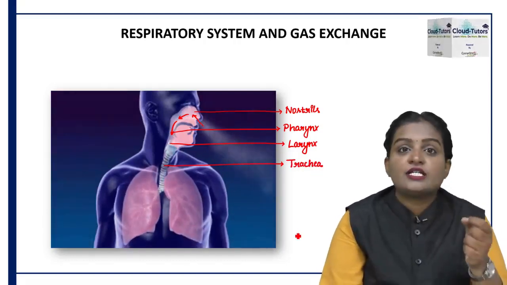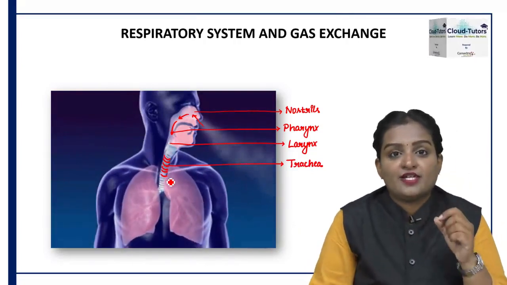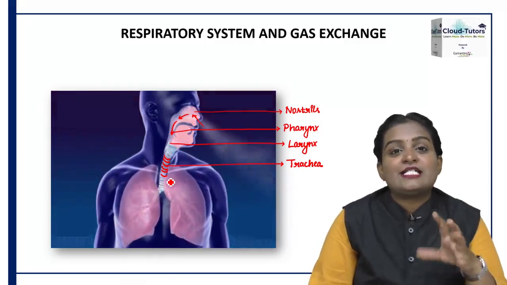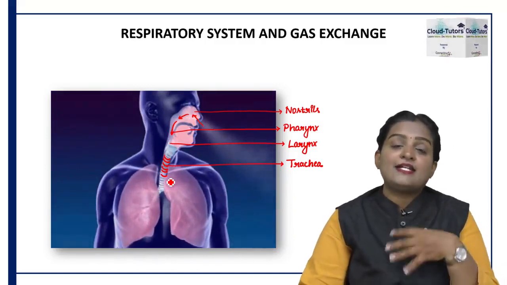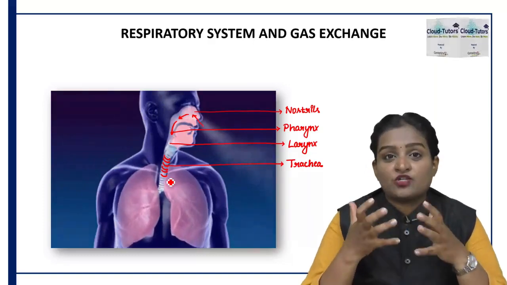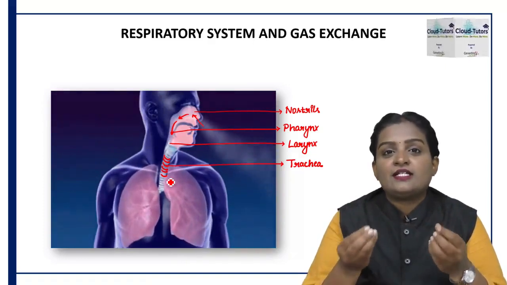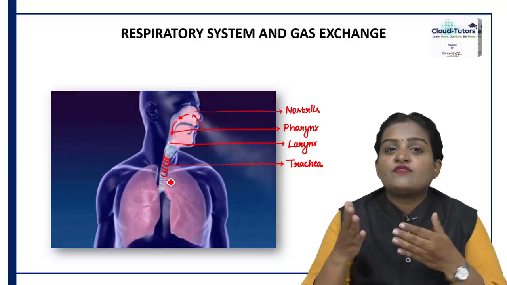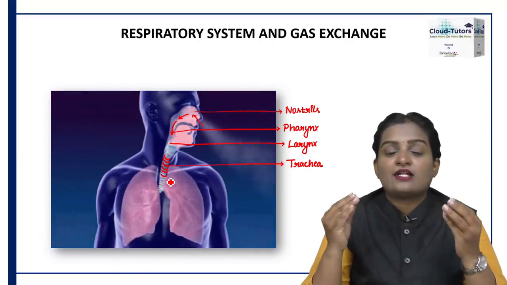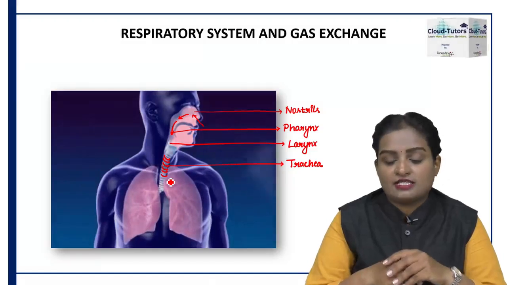In the trachea, if you see carefully, there are ring-like structures. These are C-shaped cartilaginous rings which prevent the trachea from collapsing during inhalation or exhalation. Because during inhalation and exhalation, air is pushed through the trachea with pressure. The tracheal wall is made up of very delicate epithelial cells, so because of the pressure, there is a chance that the trachea might collapse. To prevent that, we have C-shaped cartilaginous rings.